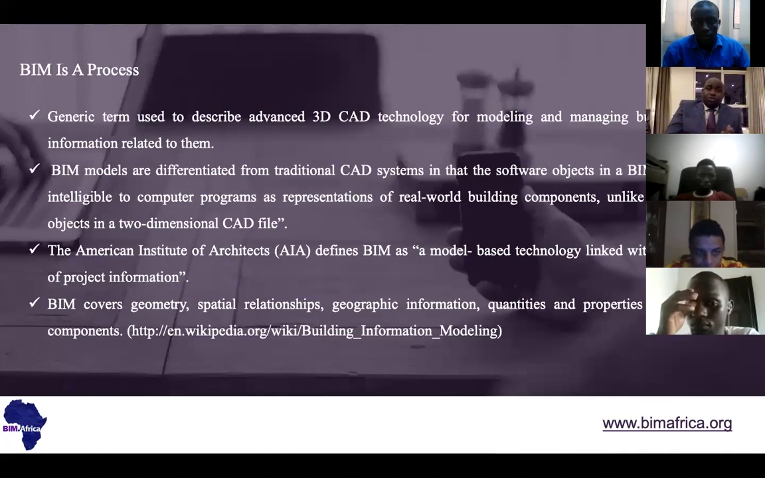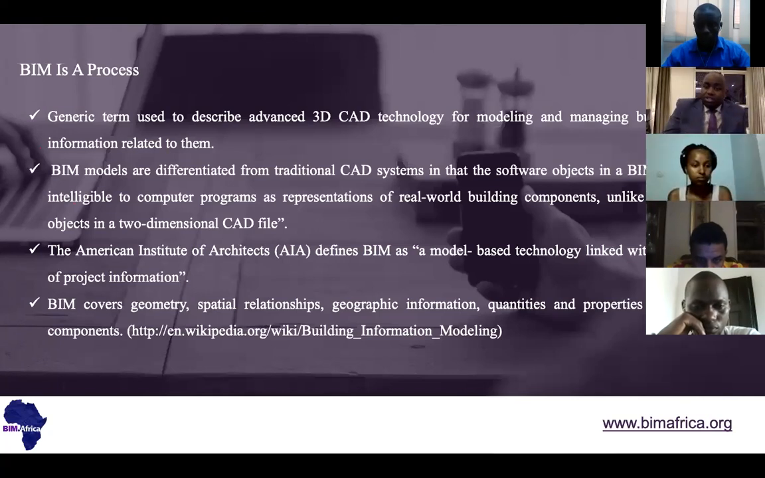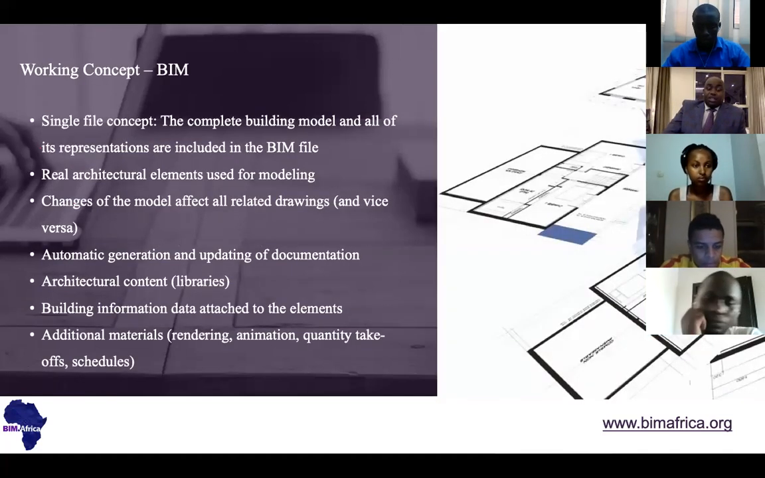It is a generic term used to describe advanced 3D CAD technology for modeling and managing buildings and information related to them. The AIA defines BIM as a model-based technology linked with a database of project information. It covers geometric, spatial relation, quantities, and property of building components. So now, the working concept of BIM is a single file concept.